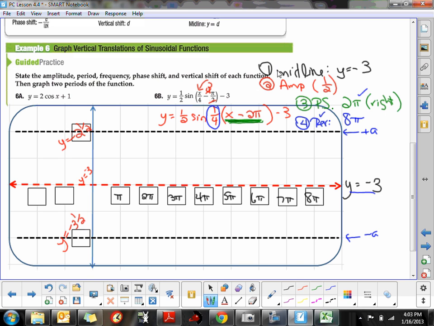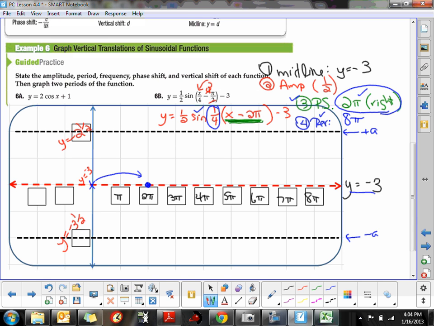Our phase shift says we want to slide our graph 2 pi units to the right. So, okay, we've got a sine curve. Sine curves normally start on the center line at 0. But because of the phase shift, it has forced us to slide at this point 2 pi units to the right. So our graph will begin here. So that's where I use that phase shift in step number 3.